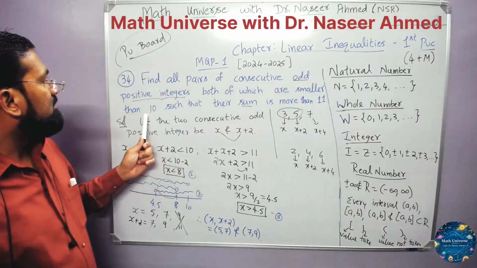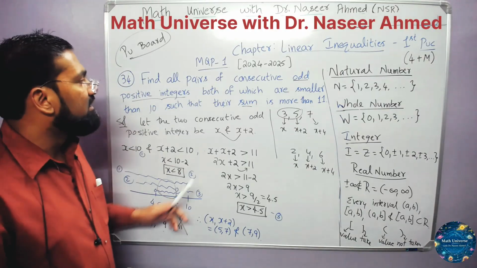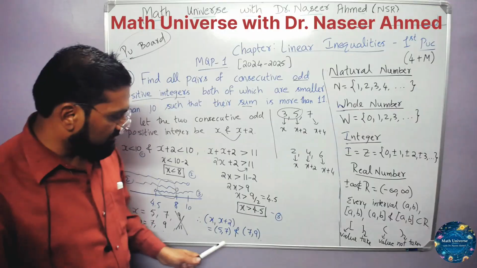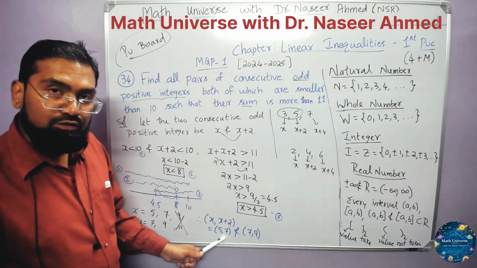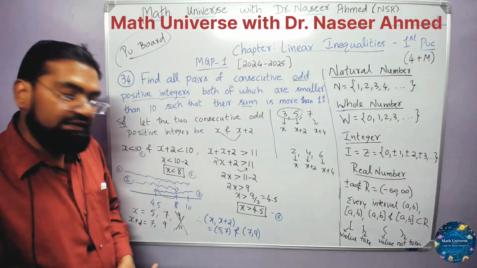Both of which should be smaller than 10. Yeah, 5, 7 and 7, 9. Both are smaller than 10. And the sum should be more than 11. Come on, find the sum of this. 5 plus 7 will be 12, more than 11. 7 plus 9 will be 16, more than 11.